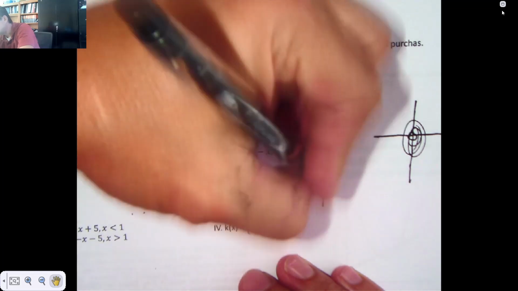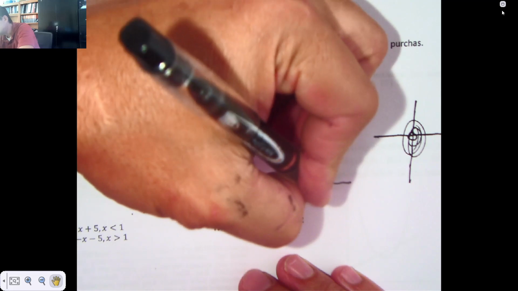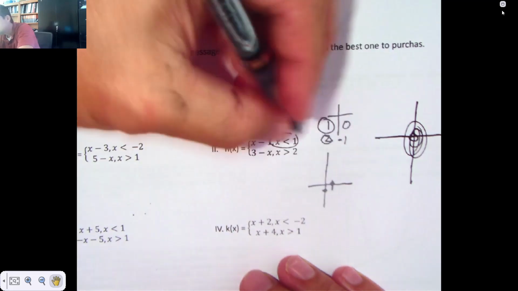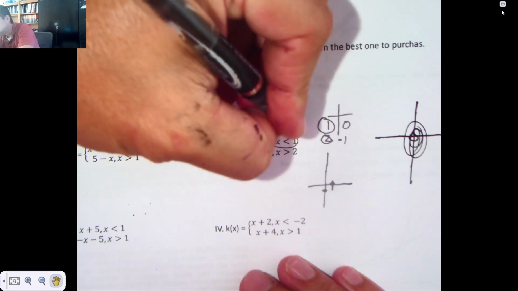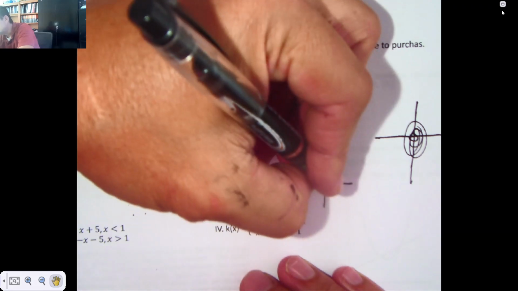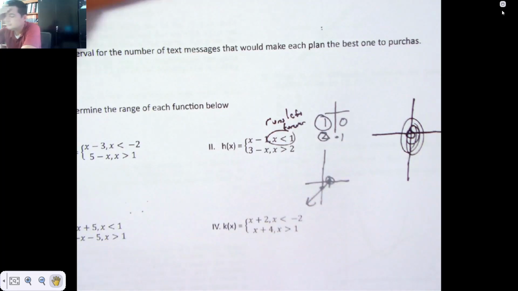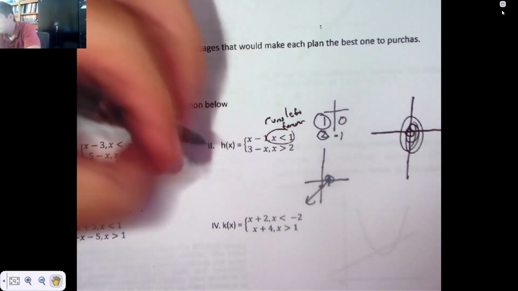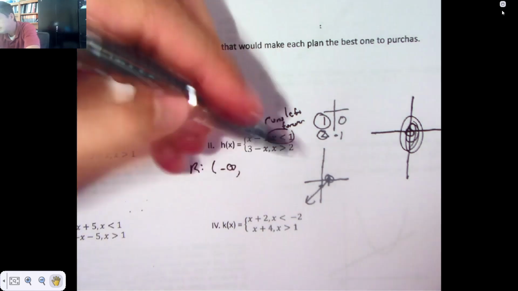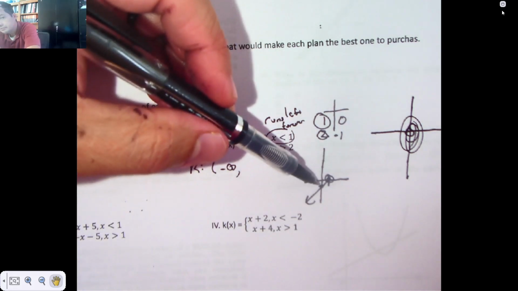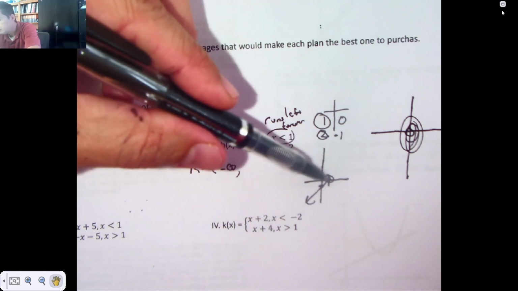Just not feeling it today. 1, 0 would be right there. 0, negative 1 would be right there. And it runs left forever. It's almost like I got a case of vertigo here. That's an open hole. Looks like that. So here's what I know about my range. It is negative infinity to something. You see that? Negative infinity to something. Now I'm going to see if this hole gets closed.